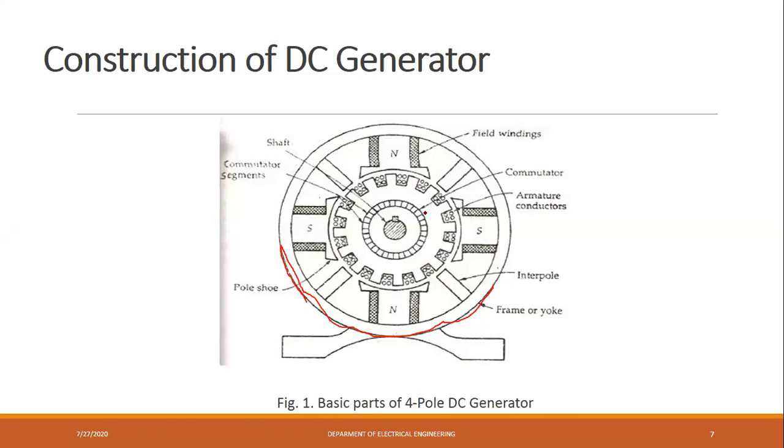So in a generator, field winding is placed on the poles. So you can say field winding is a stationary part and armature winding is a rotating part in a generator system. Again, there are interpoles which are placed in between two similar poles. We will discuss interpoles further. Then pole shoes are there. This is the pole cores. Commutator segment is also here. And this is our shaft, where we will couple the motors or load.